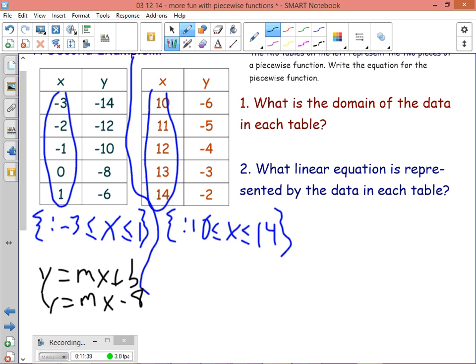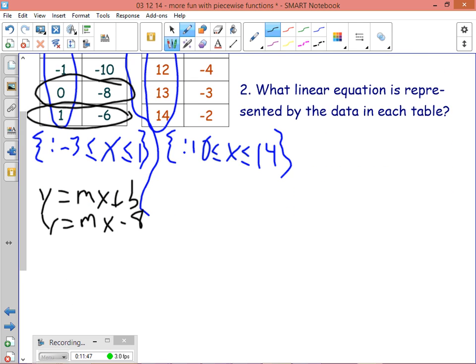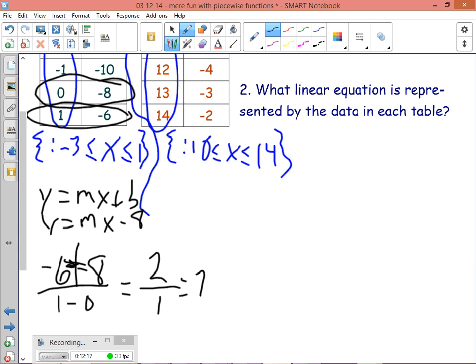I'm going to find my slope by taking 2 points. How about this point here and this point here: 0, negative 8, and 1, negative 6. So do y2 minus y1, negative 6 minus 8, over x2 minus x1, 1 minus 0. Oh, I made a mistake. It's negative 6 minus negative 8. Remember, you are subtracting. They both happen to be negative. So it's negative 6 minus negative 8, which means negative 6 plus 8, which is going to be 2. 1 minus 0 is just 1, so my slope is 2.